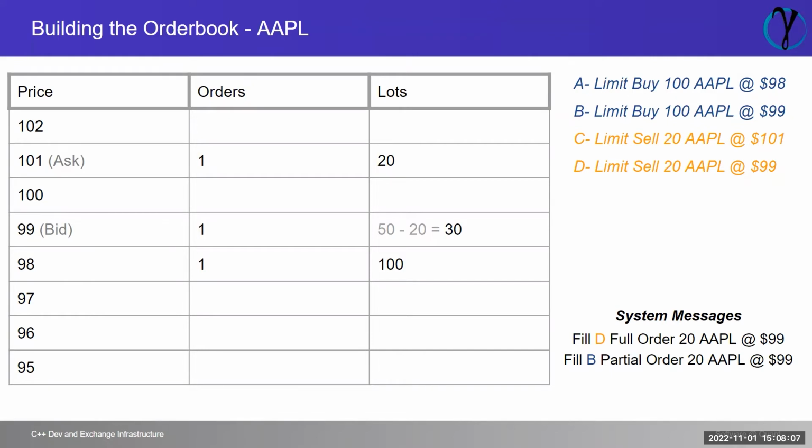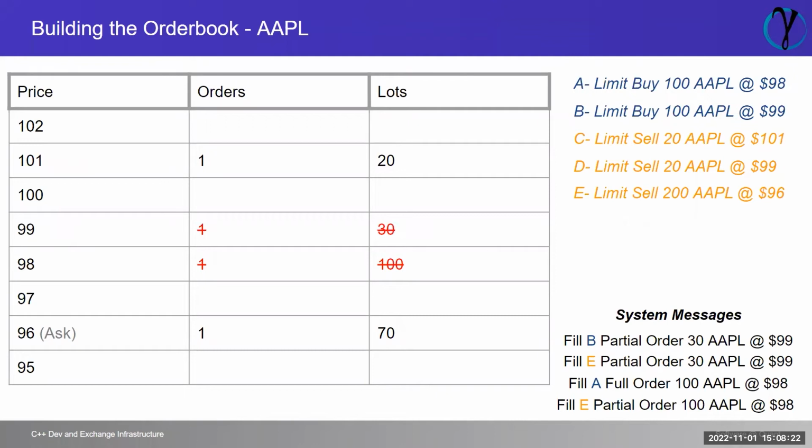So here, both the limit buy and the limit sell are the same, but later on we'll have an example where they're not the same. You guys can sort of see. So again, D aggresses on B, partial fill on B for 20. All right, and then here now we have a really big order.